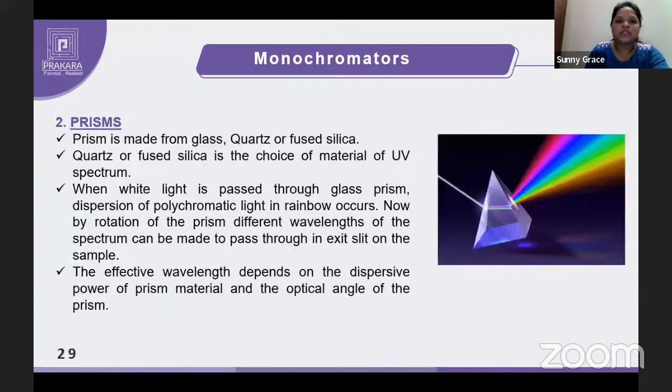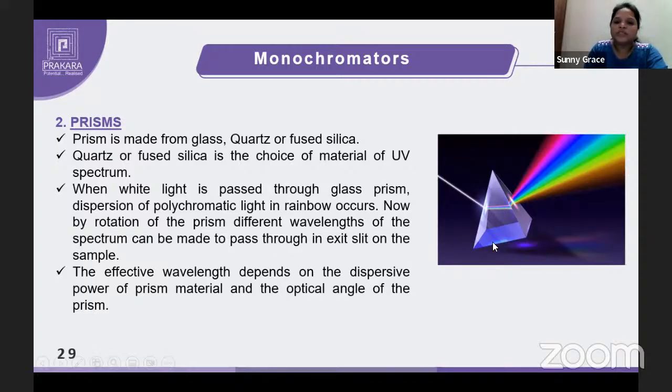Then coming to the next one, that is prisms. Prisms are generally made up of glass, quartz, or fused silica. Whatever we use in UV visible should be transparent. So whichever materials are transparent, you can take and use for a prism, an absorbance filter, gratings, or cuvettes. These are the materials which you will be using for construction of that particular component. So prism is made from glass, quartz, or fused silica. Quartz or fused silica is generally the choice of material for the UV spectrum.